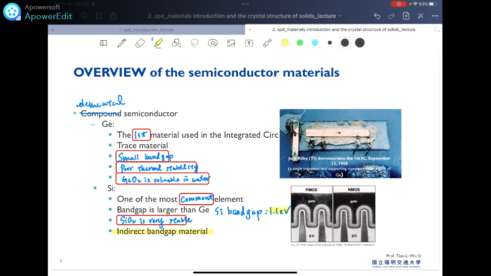So you can see this is the TSMC 16 nanometer FinFET, and this is based on silicon. The substrate is silicon, and then we still use silicon dioxide. Of course, the dielectric is not purely silicon dioxide. We have other materials that will be used together.